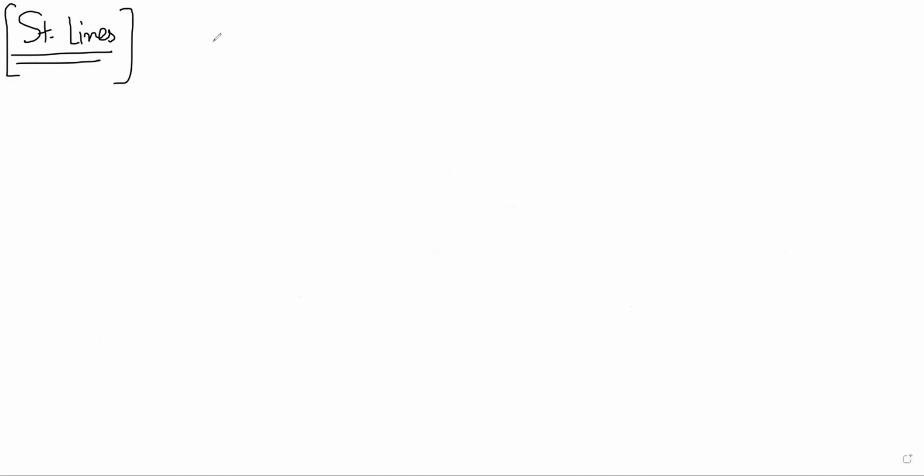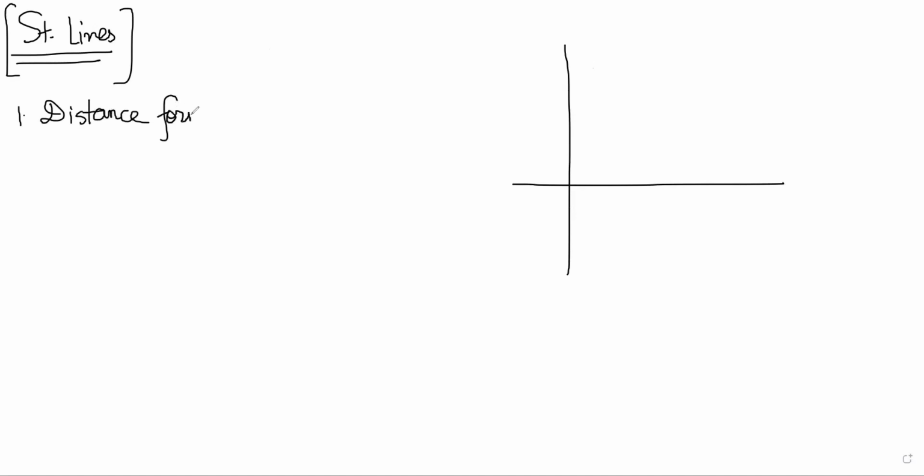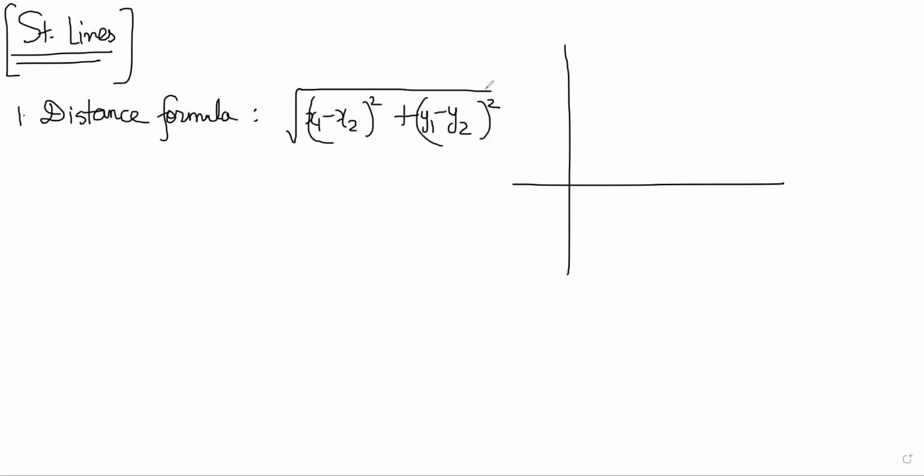So first of all, distance formula and section formula, you know those two things, right? Distance formula between any 2 points will be root of x1 minus x2 whole square plus y1 minus y2 whole square.